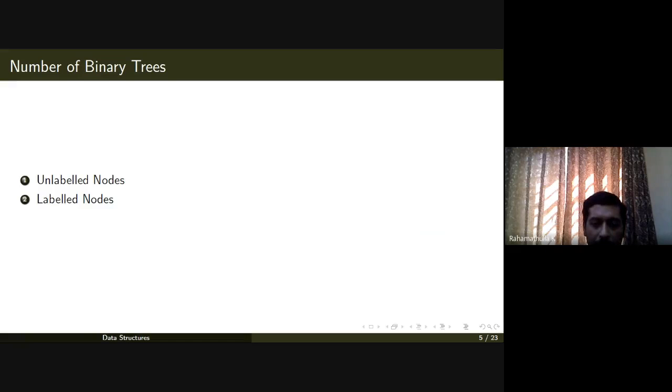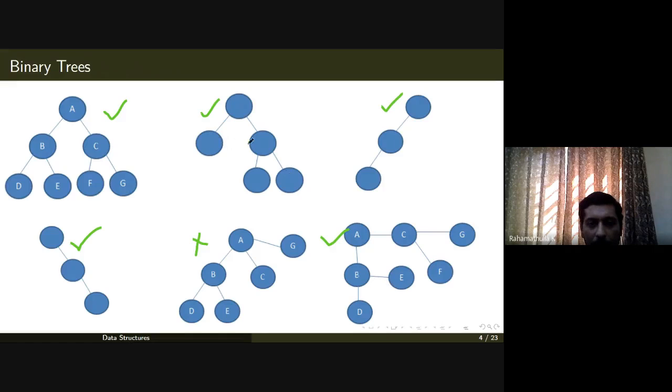Number of binary trees. Let's see if you're given some number of nodes, how many different binary trees you can generate out of it. So we'll get into some of the formulas to identify the number of binary trees that you can generate with some number of nodes. That's this topic. First, we'll discuss this sort of representation, unlabeled nodes. Then we'll talk about labeled nodes.